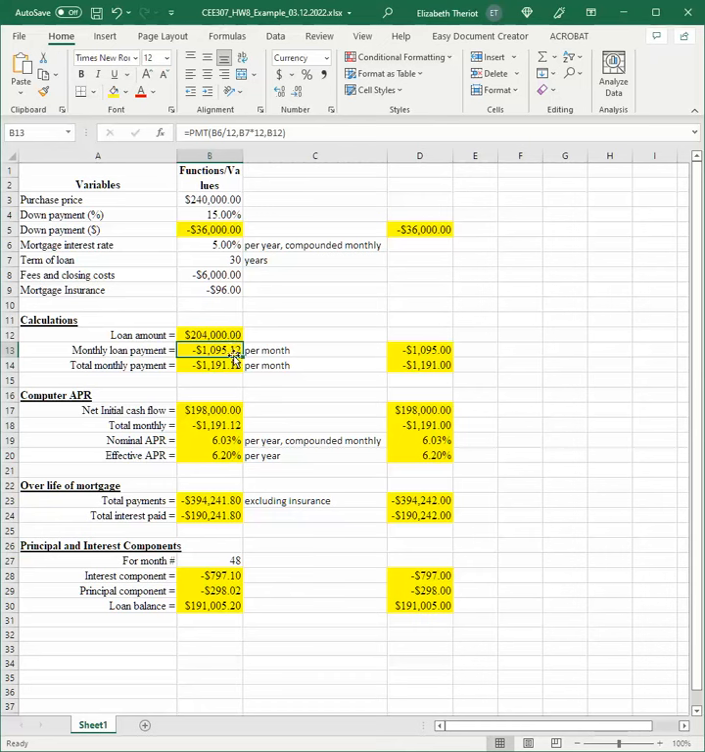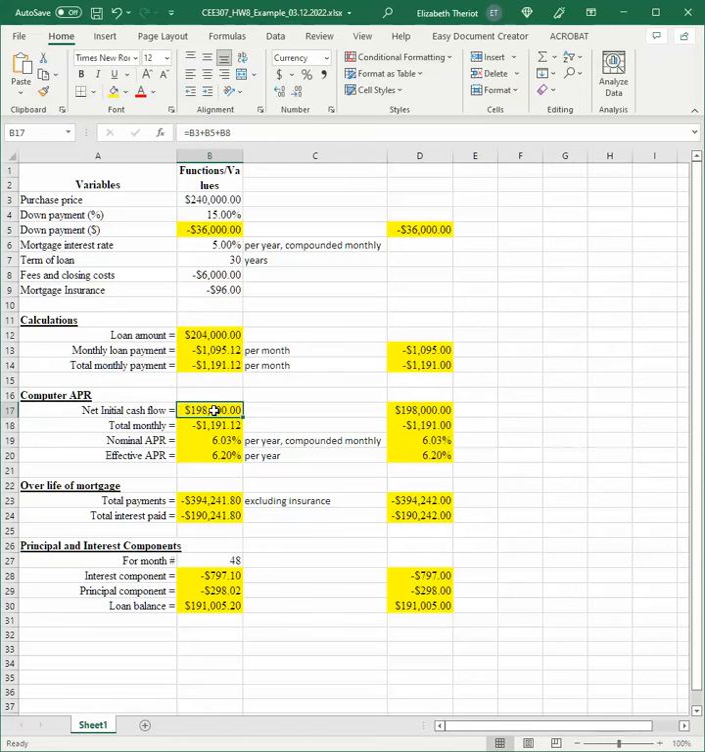Then your monthly loan payment is going to be the PMT formula of the rate. Our rate is in blue, 5%, divided by 12. The NPR, which is in red, is 30 years times 12. And then you have the PV, which is B12, the loan amount, and that will get you a monthly loan amount. Your total monthly payment is the monthly loan amount plus your mortgage insurance, so that's B13 plus B9.